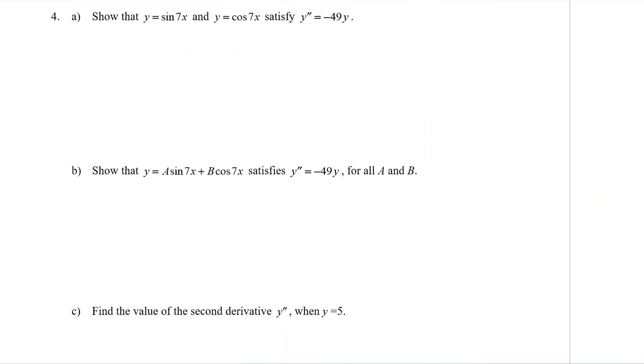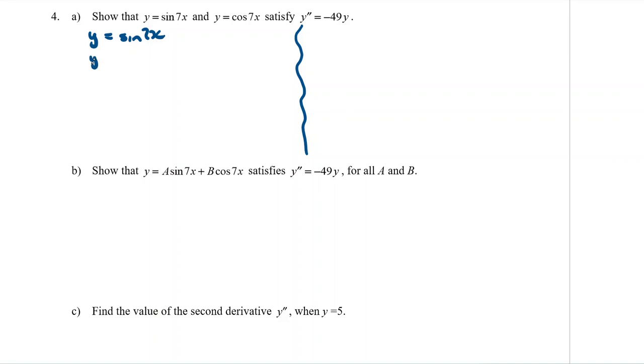Question 4. Show that, and this has parts A, B, C, D. Show that y equals sine of 7x and y equals cos of 7x both satisfy the second order differential equation y double dash equals minus 49y. You might want to draw a little line down the middle because we have to do it for both equations. First of all, starting with y equals sine of 7x.